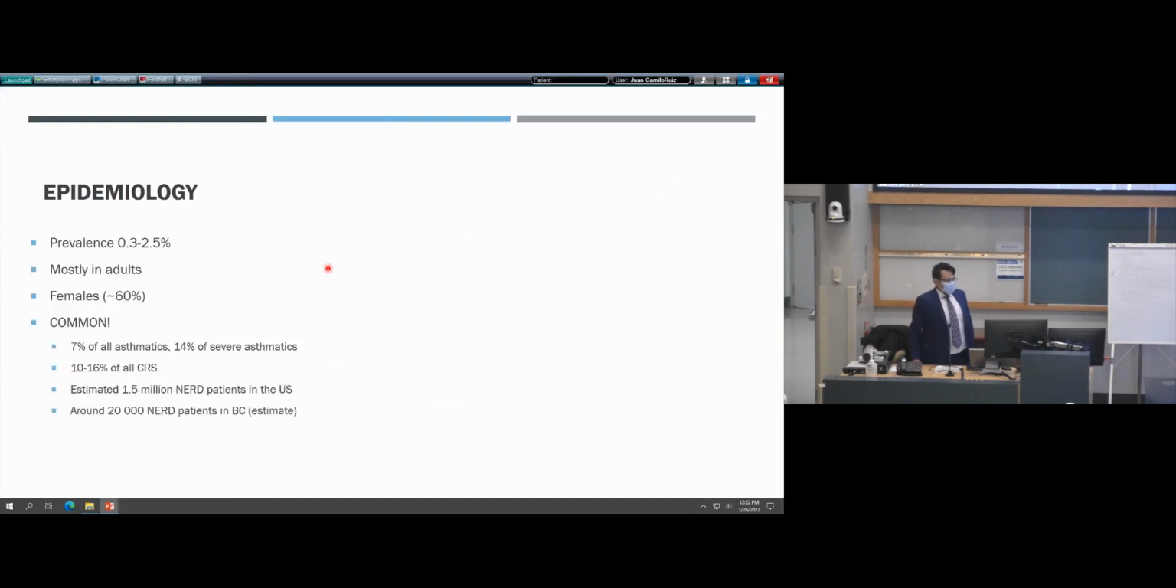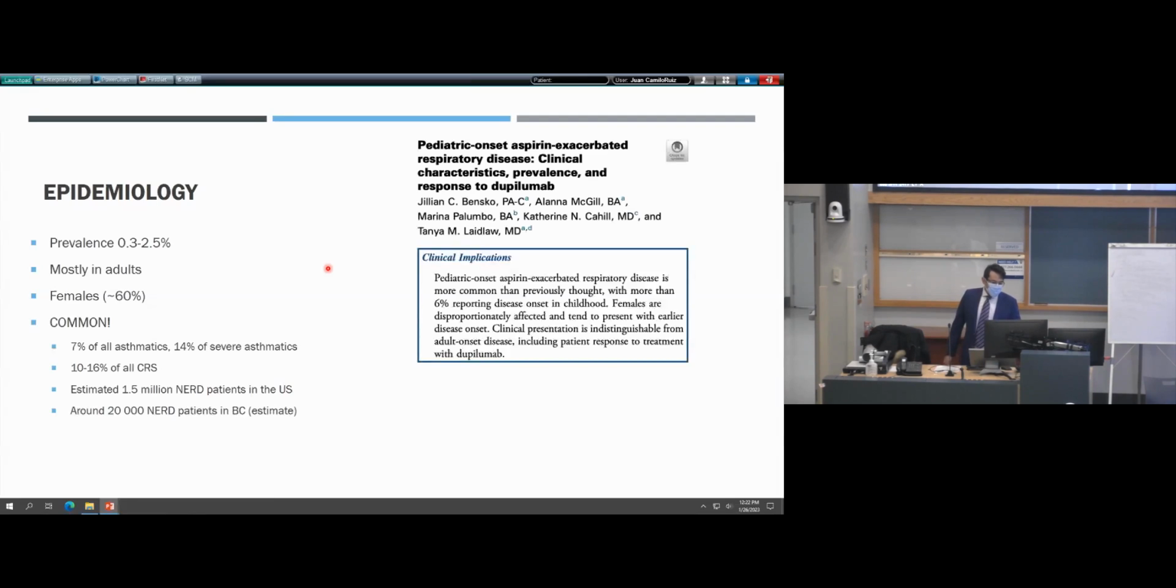In terms of the epidemiology, it's about 0.3 to 2.5% of the population, mostly adults, and like I said, mostly females. It's very common, actually. So you think about it, 7% of all the asthmatics will have NERD and about 14% of severe asthmatics. In chronic rhinosinusitis, somewhere between 10 to 15% of patients will have it. And it's estimated that there's about 1.5 million NERD patients in the United States. Using those percentages, we estimate there might be somewhere around 20,000 patients with NERD in BC. Now, there's also cases of pediatric NERD.